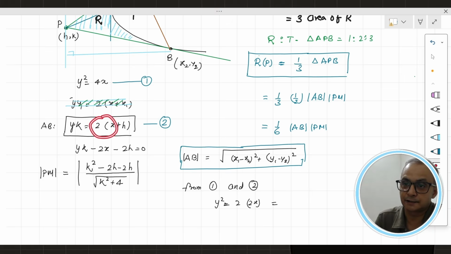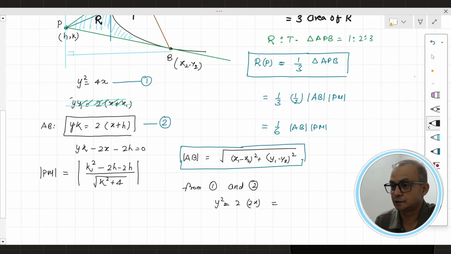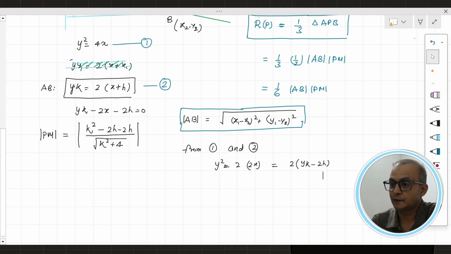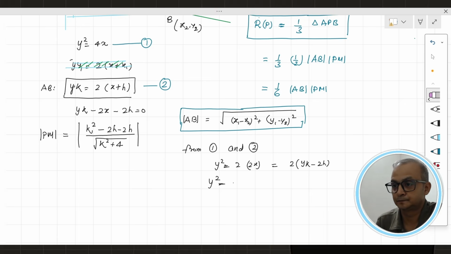What is 2x? 2x is yk minus 2h. So I'm just replacing there 2 times yk minus 2h. And in that way, what will happen? You get a quadratic in y actually. So y square minus 2ky minus 2ky and plus 4h. So that is our quadratic equation we got.